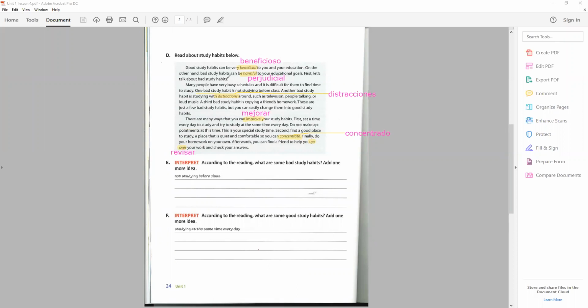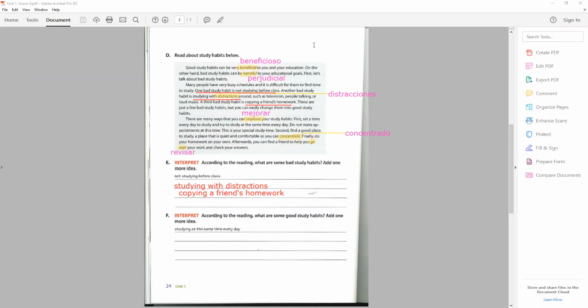Okay, so we have one bad study habit: not studying before class. Another bad study habit is studying with distractions. And a third bad study habit is copying a friend's homework. So we already have one written down, not studying before class. Our second one was studying with distractions. And our third one was copying a friend's homework.